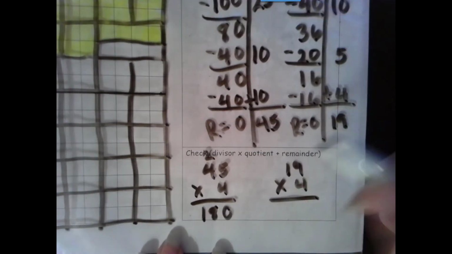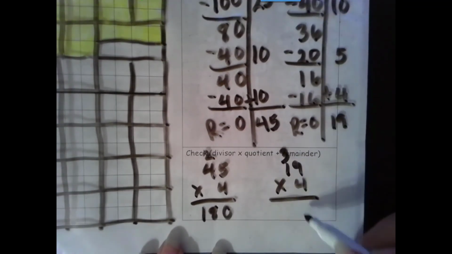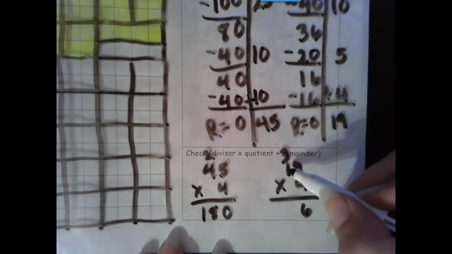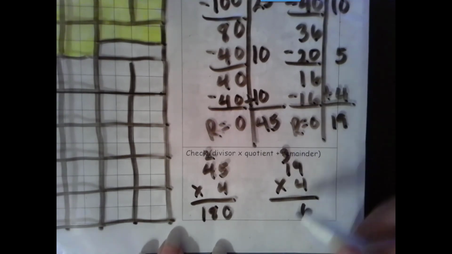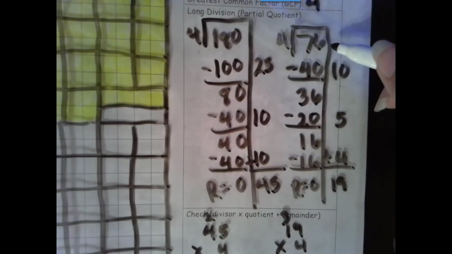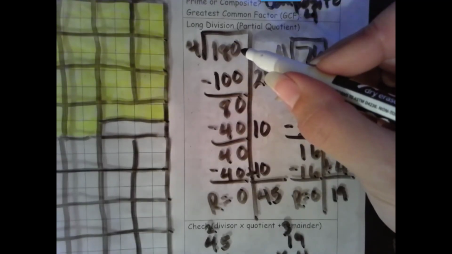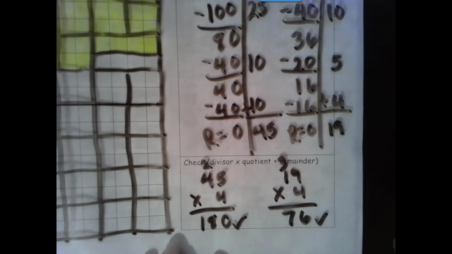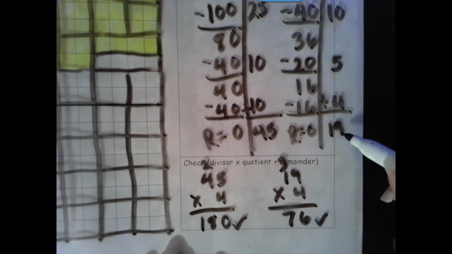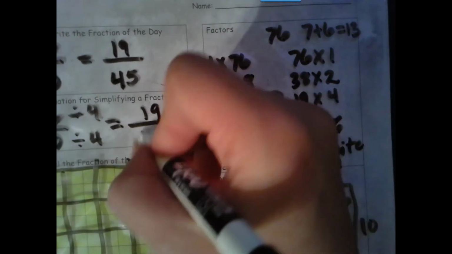4 times 9 is 36. 4 groups of 10 is 4 tenths, plus 3 more tenths is 7 tenths. So 76, that matches our dividend up here, so that checks. 180, that matches our dividend up here, so that checks. So our numerator is definitely 19, and our denominator is definitely 45.